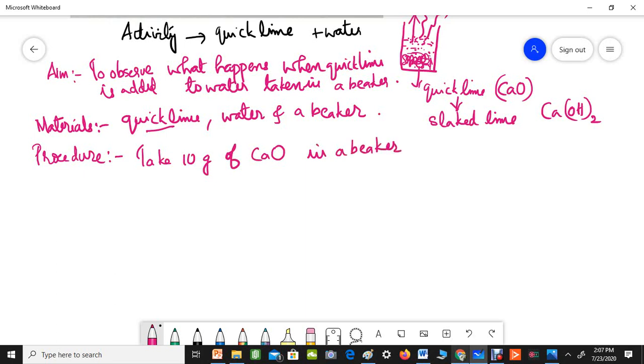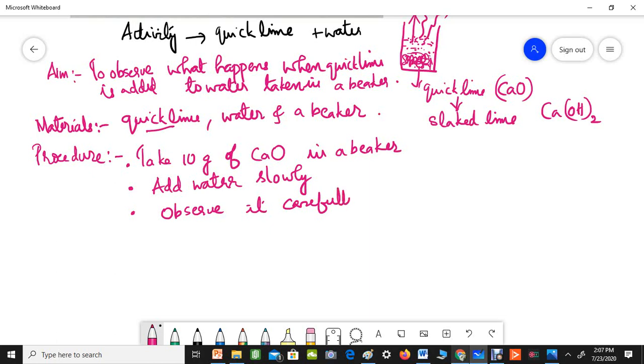Then, what is the second step? Add water to it. Add water slowly. Third one, observe it carefully and note down your observations. So this is the simplest procedure for this experiment.